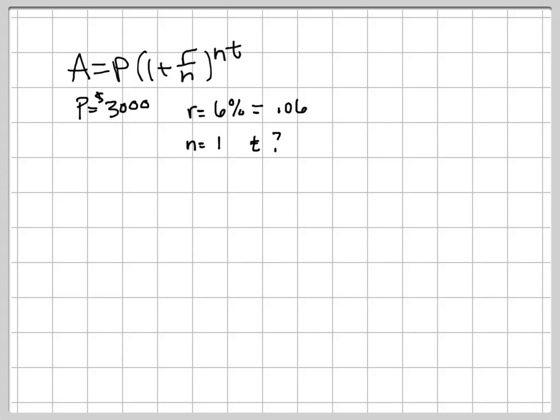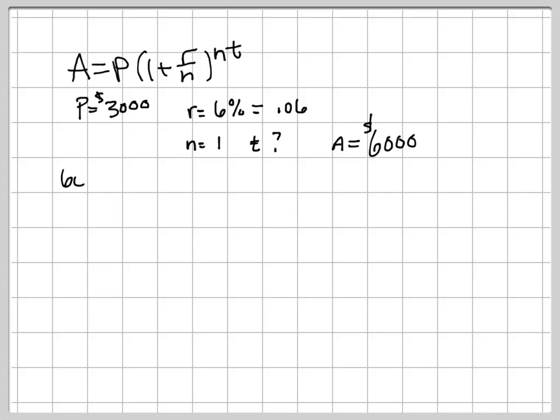I need to know how many years it's going to take before my amount doubles. So I'm looking to find when A, the amount in the account, is going to be basically $6,000. There are a number of ways we can do this. We've already explored this with exponentials, by solving the equation.